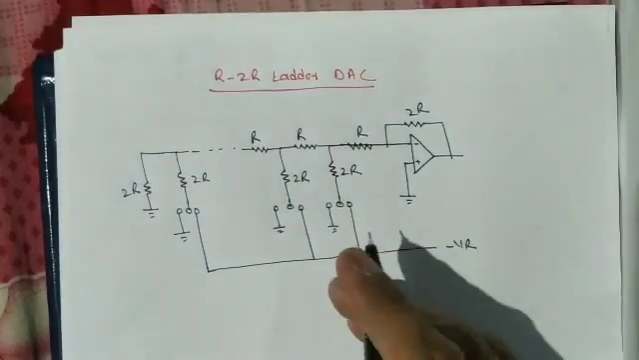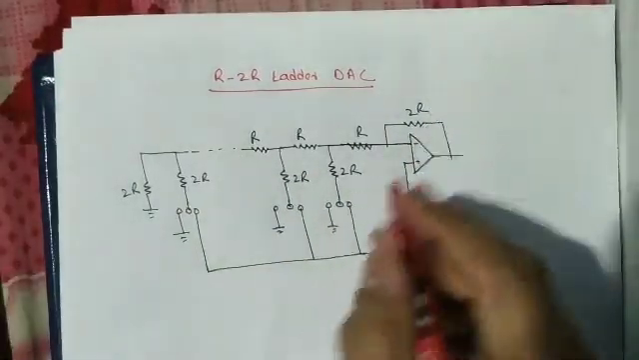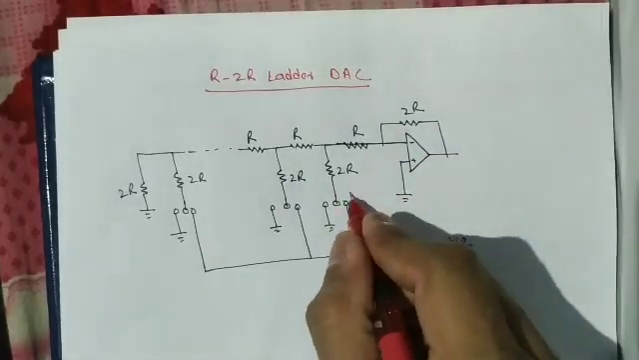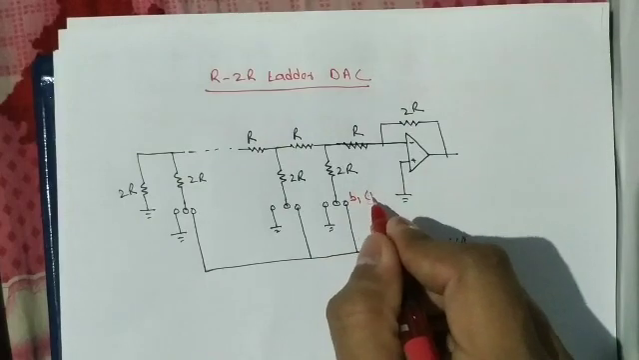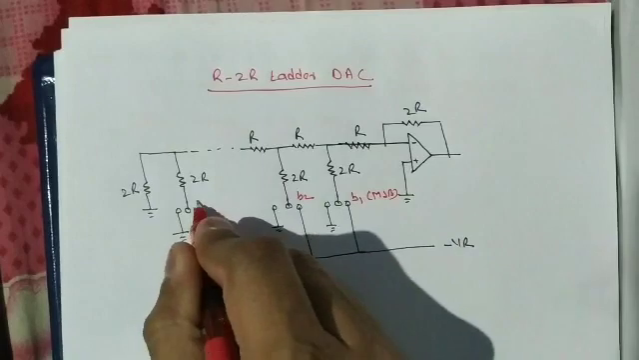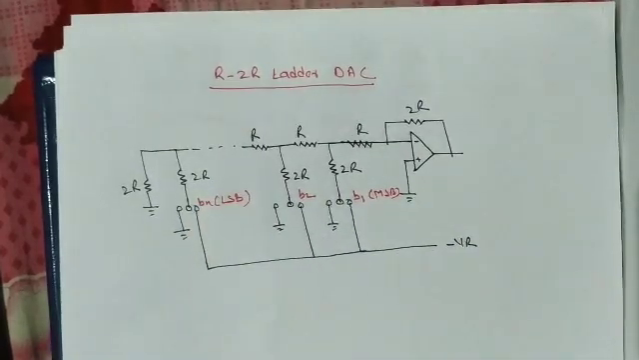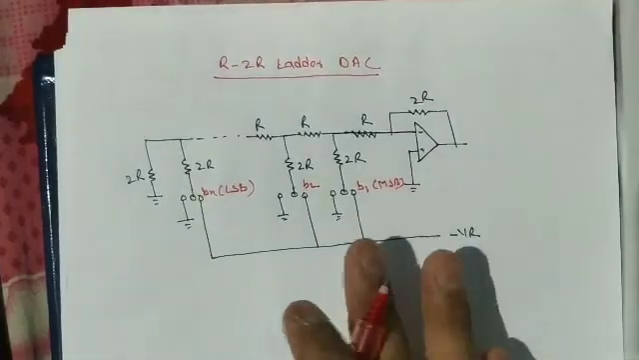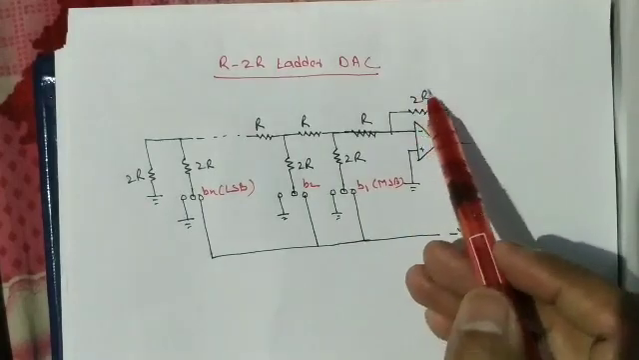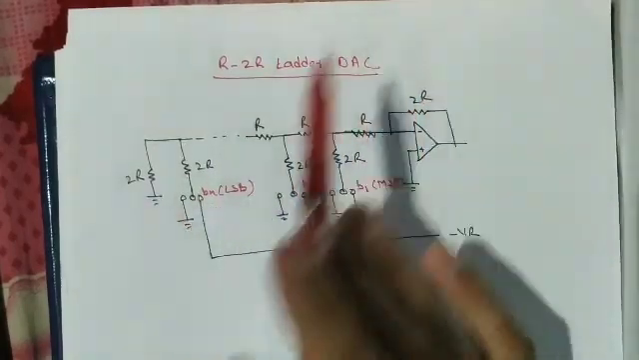Here is the circuit diagram of the R-2R ladder method. This is an op-amp, and we are using it in inverting mode. This is B1, which is called the MSB. This is B2, and this is BN, and BN is the LSB. Fine. So this is the circuit diagram of the R-2R ladder method. It only uses two types of resistors, 2R and R, in this combination.